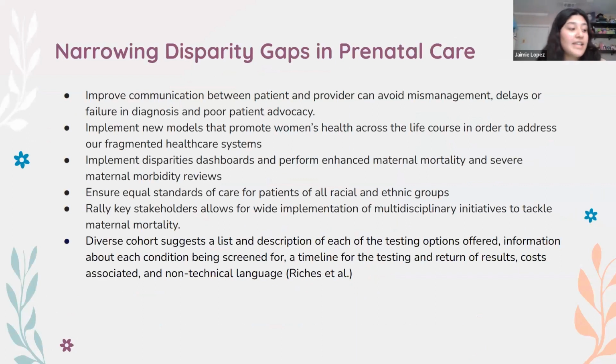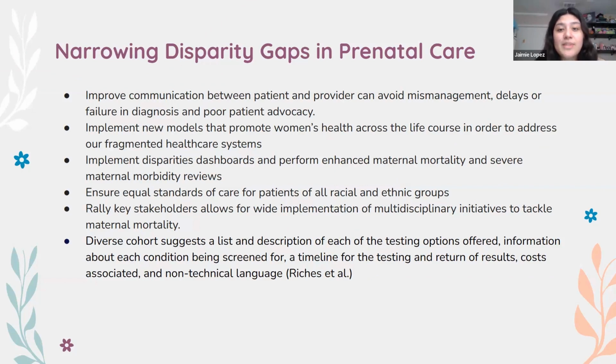Here, a study identified 8 key steps when developing a plan to reduce racial and ethnic disparities. For the purpose of the study, health disparities were defined as a particular type of health difference that is closely linked with economic, social, or environmental disadvantage. And the 8 steps are listed on the screen. So an improvement in communication between patient and provider can avoid mismanagement, delays, or failure in diagnosis.